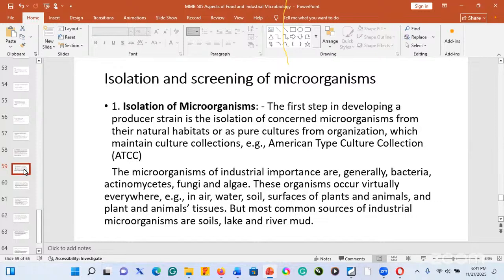The microorganisms of industrial importance are generally bacteria, actinomycetes, fungi, and algae, and they occur virtually everywhere. You see them in the water, in the soil, on the surfaces of plants and animals, and in plant tissues. But the most common sources of these industrial microorganisms are soils, lakes, and river mouths. So the first step is to be able to isolate the organism.